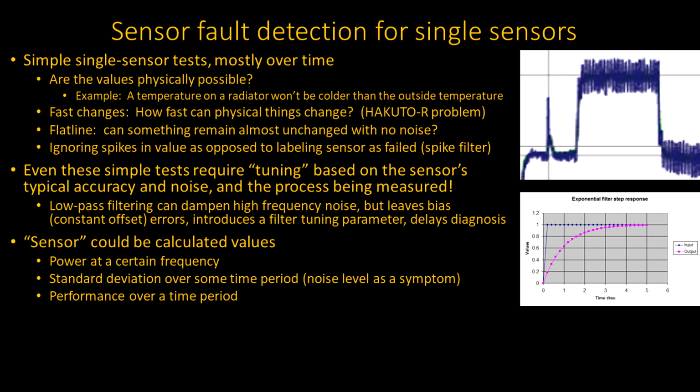An example of that would be, suppose you're measuring a temperature on a radiator. You've got a spacecraft and you're trying to radiate some heat. That temperature on the radiator cannot be colder than the outside temperature. That thermodynamically just can't happen. So that's an example of a check you might do. A second thing is looking for rapid changes that are maybe too fast. You ask the question, how fast can a physical system change?